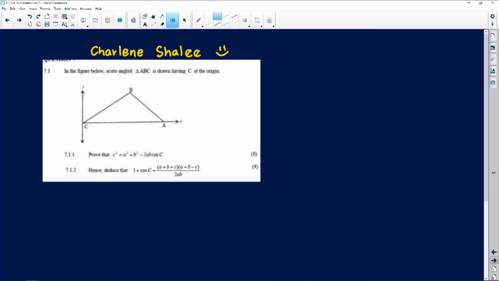The second question is a very nice question. It comes from the concept of 2Ds and 3Ds, the application of the sine, cosine, and the area rule, right? Solutions of random triangles. We are given a diagram. It says to us here, in the figure below, acute angled triangle ABC is drawn having C at the origin. Now, the first question says you need to prove that c squared equals a squared plus b squared minus 2ab cos C. All right.